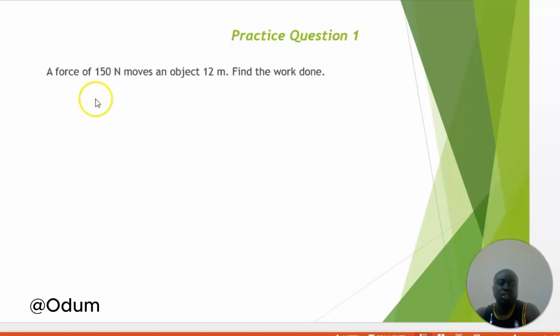All right. Now let's practice some questions. A force of 150 newtons moves an object 12 meters. Find the work done. So you can solve this one before we move to check the answer. Now, because we are asked to find work done, we are going to use the formula. Work done is going to be our force times our distance.